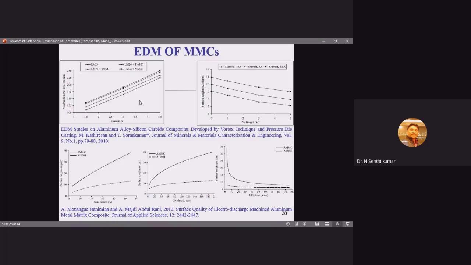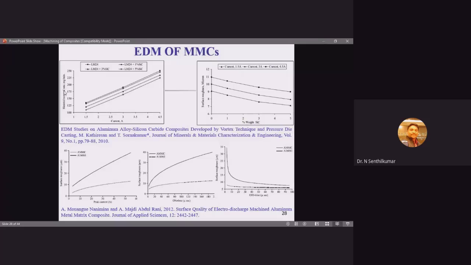So far what you have seen is the conventional one. Now we are going for the non-conventional type machining process, EDM. Here you can see the current, pulse on time, pulse off time, then voltage, then servo feed. These are the different input parameters that we will be considering in EDM, right? When I increase the current for different proportions, LM24 is the base material as cast, then I add 1% silicon carbide, 3% and 5% silicon carbide.